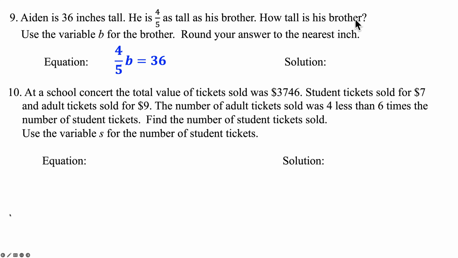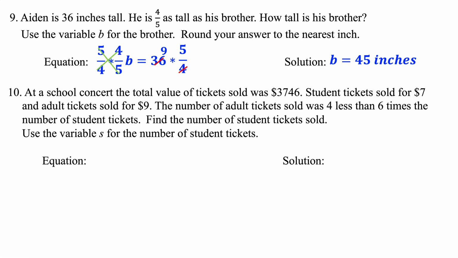Now his brother has to be taller. So here's again one of the questions where when you come up with an answer, it's got to make sense. It would not make sense to take 4/5 of 36 because you'll get a smaller number. He's not as tall as his brother. His brother has to be taller than 36. So to get rid of the 4/5 that we're multiplying to b, we're going to multiply by its reciprocal. 4 goes into 36 9 times. 9 times 5 is 45. So the brother is 45 inches tall.